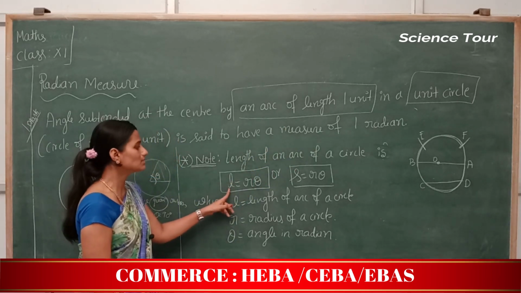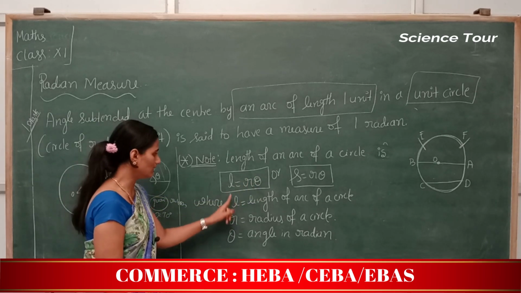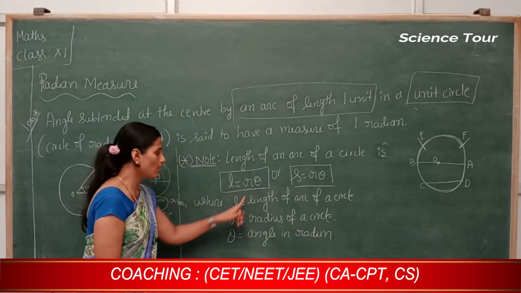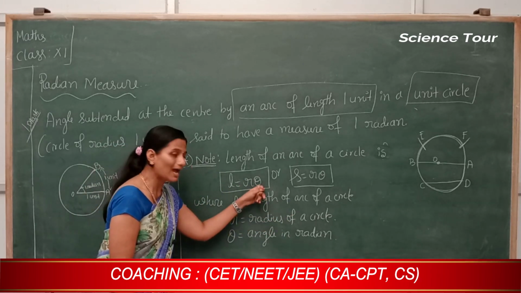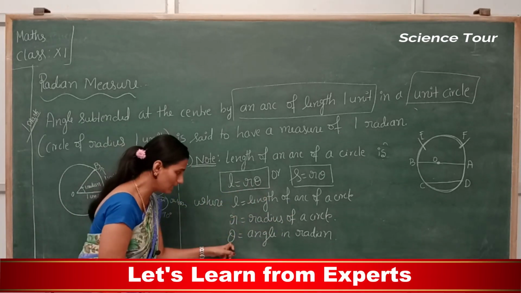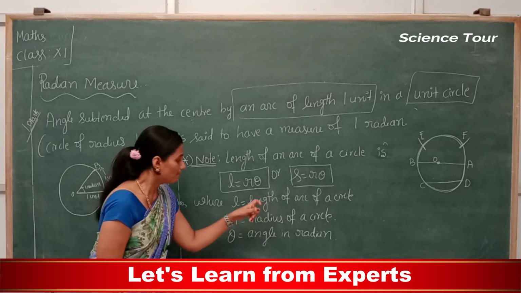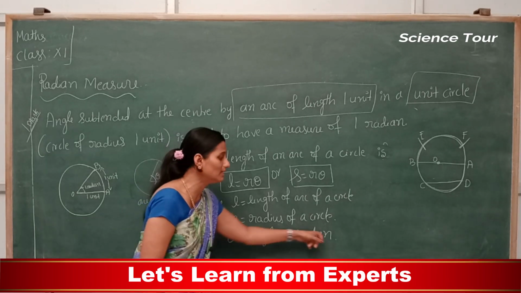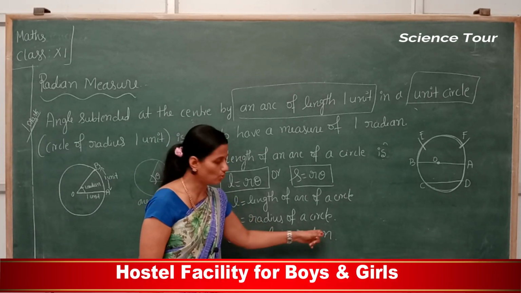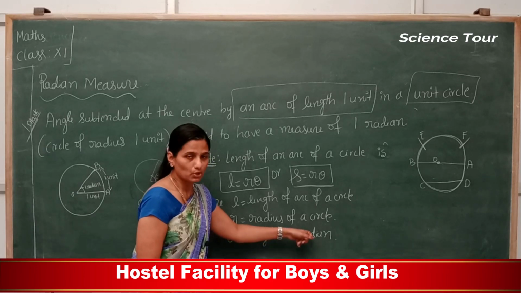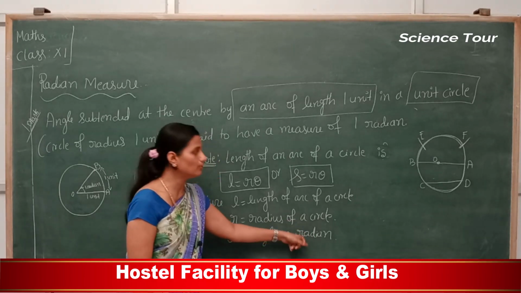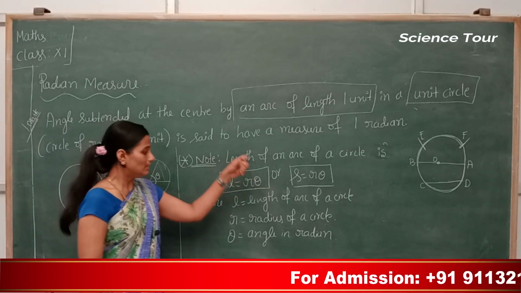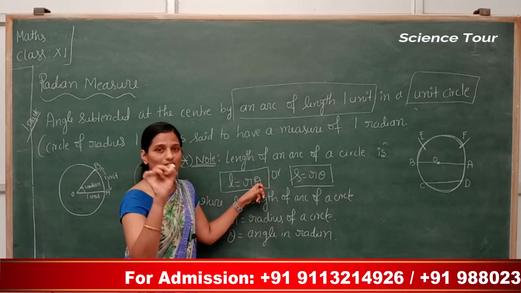So your formula is L = r theta, where L is the length of the arc of a circle, r is the radius of the circle, and theta is the angle. But the angle should be in which unit? It should be in radians. So concentrate on this: to substitute in this formula, the theta value must be in radians.